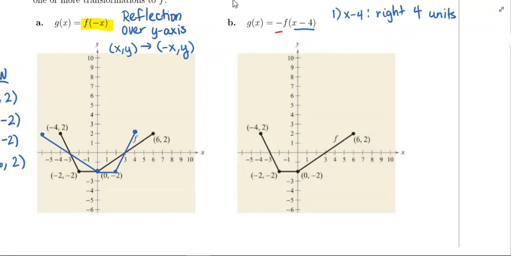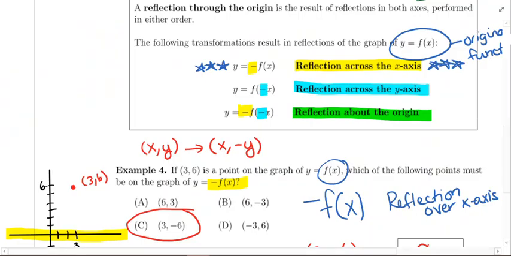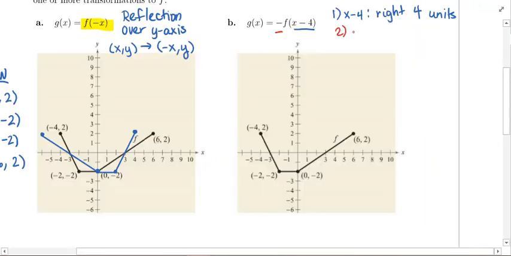Okay, and then we have to apply the negative out front. Again, you've got a negative sign that involves some kind of reflection. So if you go back to page 7, look at the first rule. If the negative is out front, that's a reflection across the x-axis. So your second transformation here will be to reflect over the x-axis. Okay, so let's do this.